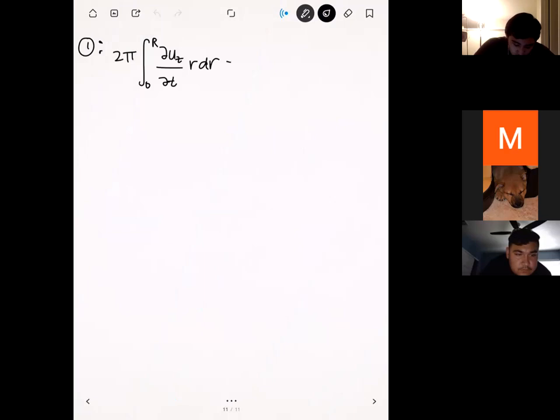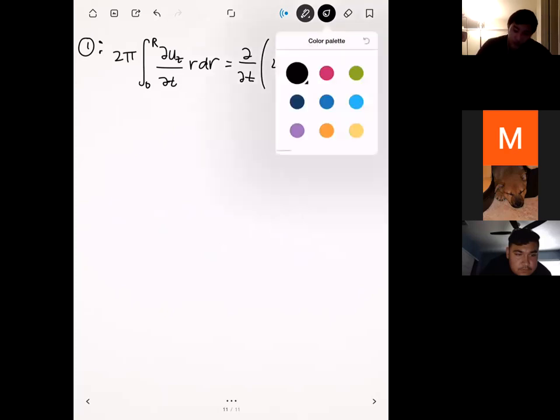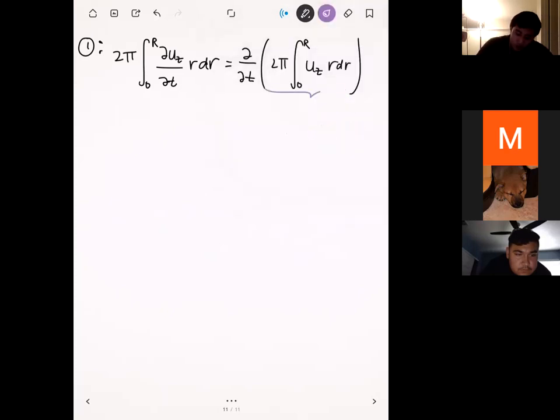All right, so for this integral, we're going to do the same thing that we did for the first integral in conservation of mass. And so we're going to take that time derivative and pull it out. So we have partial t of 2 pi integral from 0 to R of uz r dr, okay? And just like we saw before, this is Q, because that's just how our flow rate is defined, okay?